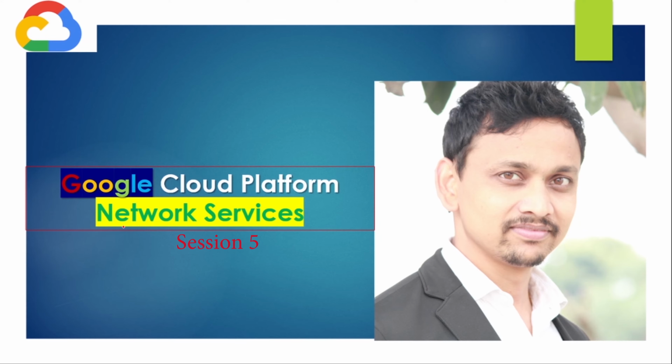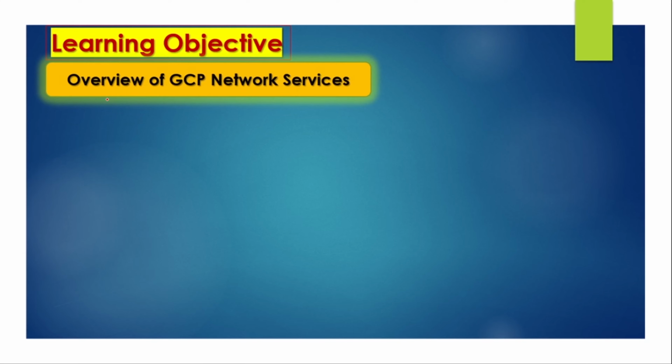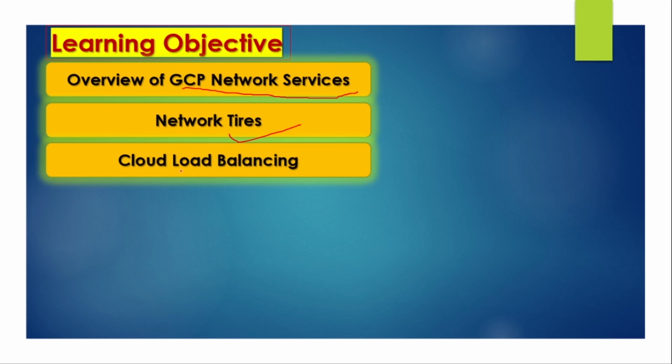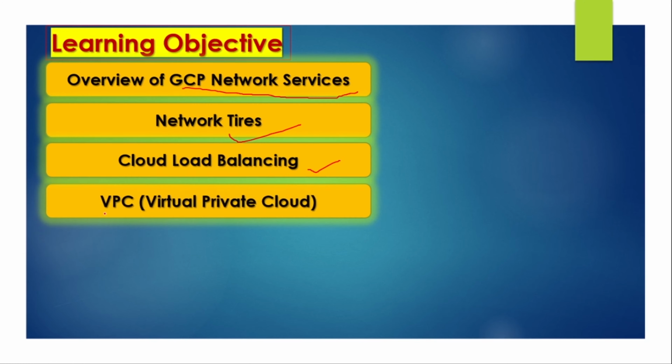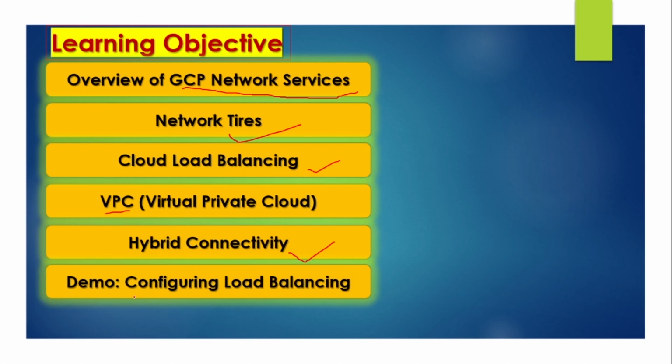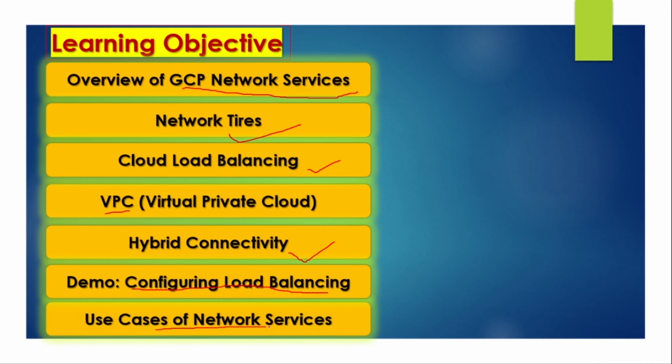In this section we are going to start with network services. So let's have a quick look at the learning objectives of this section. First of all, we will start with the overview of GCP network services, and after that we will move to network tiers. We'll see how many types of network tiers there are and what their uses are. Then we will move to cloud load balancing. After that we'll have a look at the VPC, that is virtual private cloud, and we'll also look at hybrid connectivity. After that we'll have a demo session on configuring the load balancers, and finally we'll move to the use case of network services.